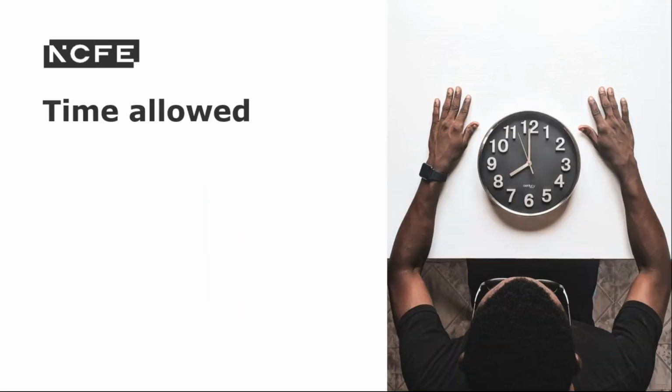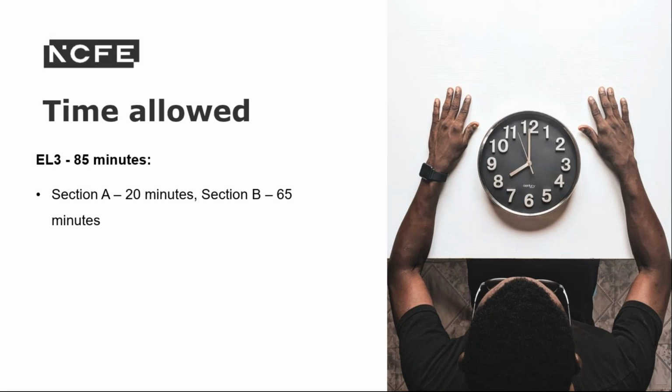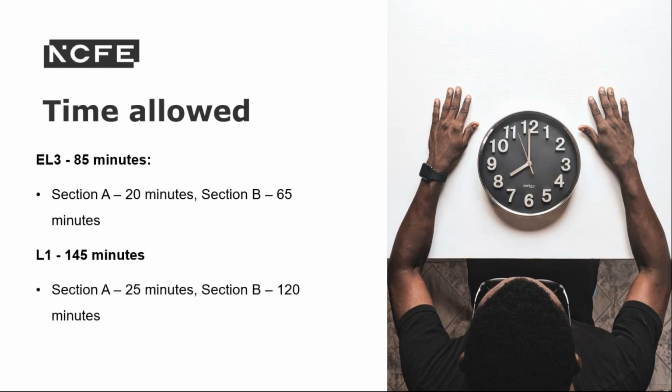Now, as previously mentioned, the qualifications are externally set by NCFE, then internally assessed, and the exams are sat under controlled assessment conditions. So at entry level 3, 85 minutes are allowed, with 20 minutes for the multi-choice question paper and 65 minutes for the task-based paper. At level 1, 145 minutes are allowed, with 25 minutes for the multi-choice question paper and 120 minutes for the task-based paper. Now, if a learner completes paper A in less than the allocated time, they can still only take 65 minutes or 120 minutes for paper B.